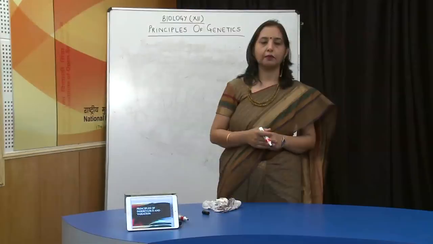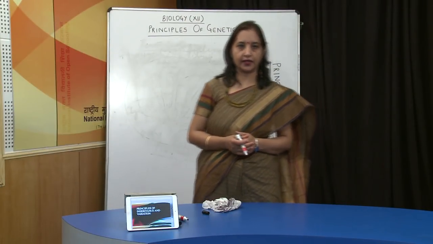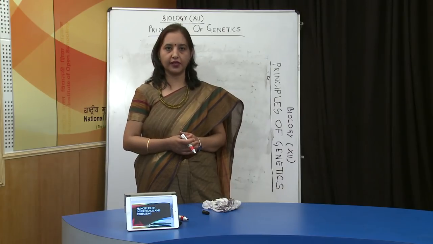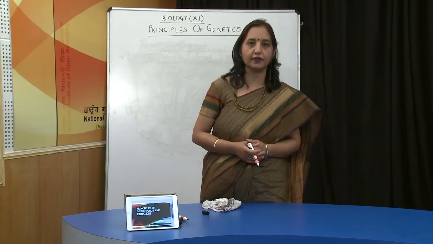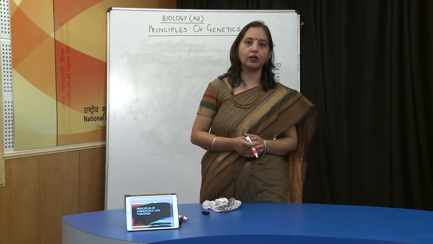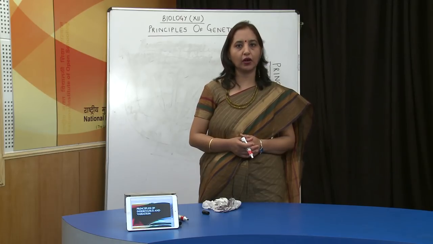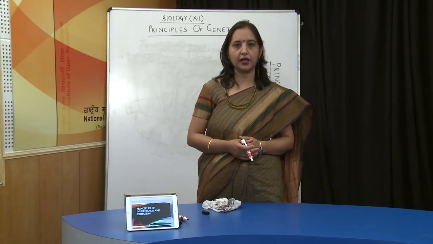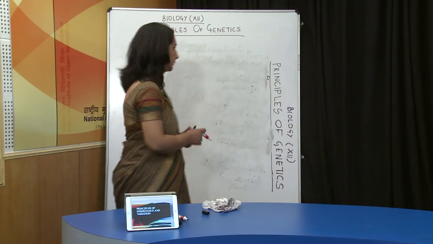Mendel studied 7 pairs of contrasting characters, and he found after his experiments that only one character appears in the first generation, and he called it a dominant character. The other one, which did not appear in the first generation, was called the recessive trait. Now, what are these 7 characters which Mendel studied?